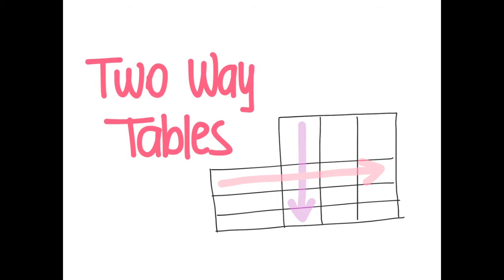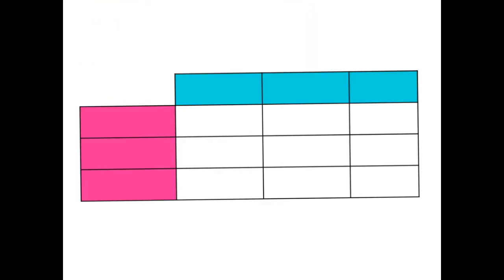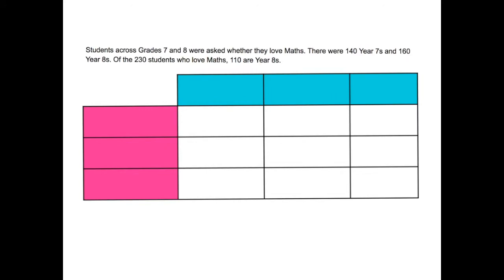what you already know. So if I'm given the problem, students across grades 7 and 8 were asked whether they love maths. There were 140 Year 7s and 160 Year 8s. Of the 230 students who love maths, 110 are Year 8s. This tells us everything that we need to know.